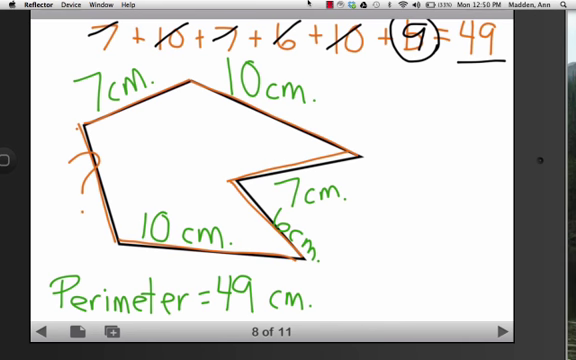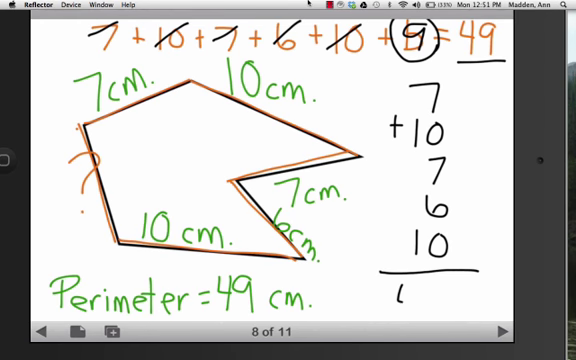Another way that you could do that is like this. 7 plus 10 plus 7 plus 6 plus 10, I could add all of those up and I would get to 40. And now I would take my perimeter of 49, subtract my 40, and I would get that missing side of 9 centimeters.